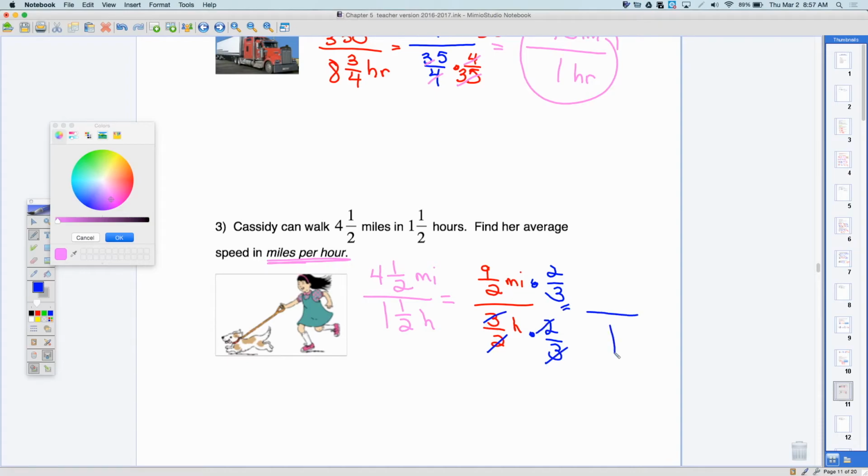Cross cancel everything in the denominator, so you're left with 1 hour. In your numerator, you can cross cancel your 2's, and you can also cross cancel your 3 with your 9, so you're left with 3 miles and 1 hour.